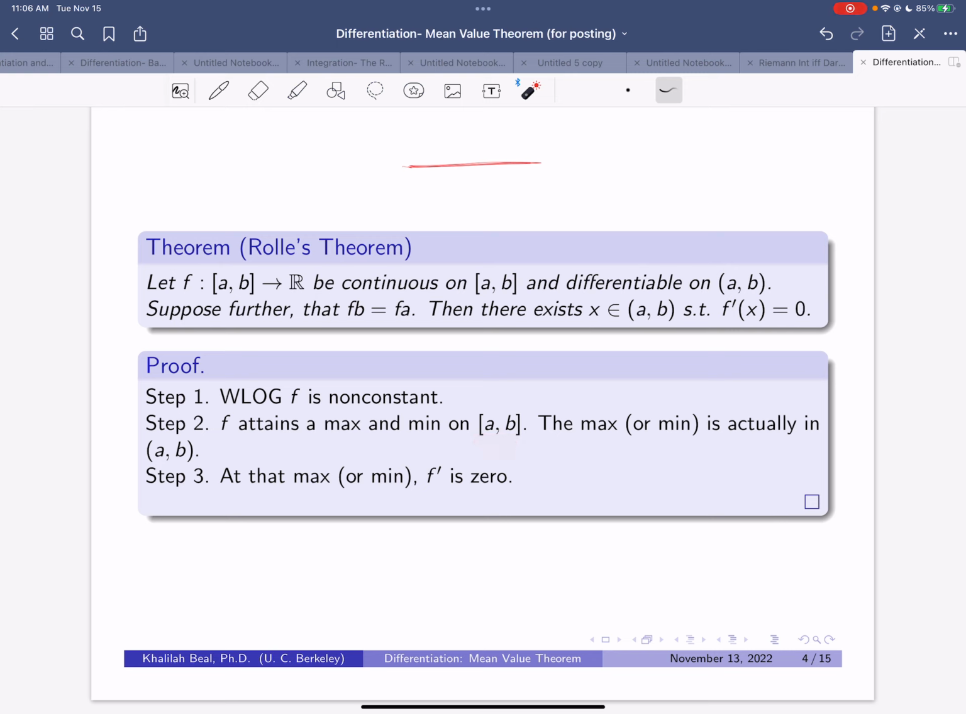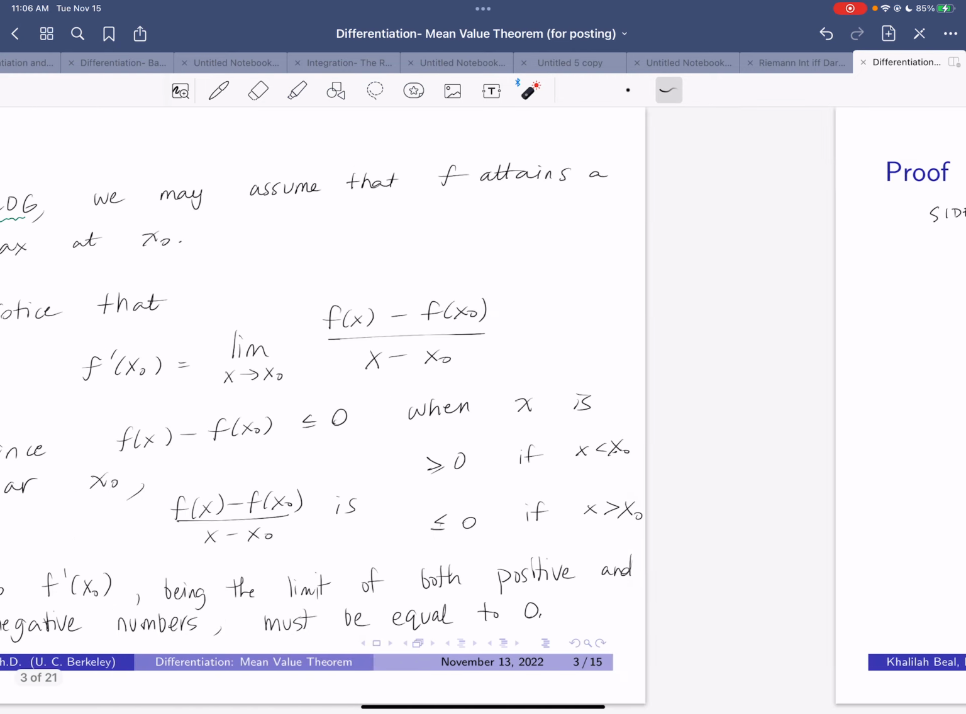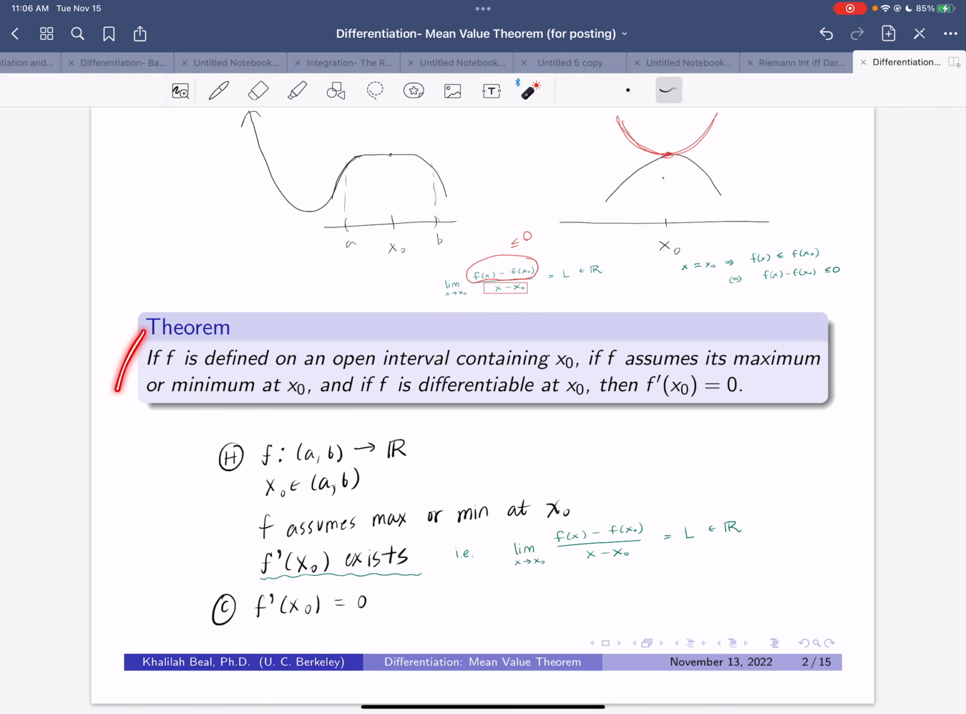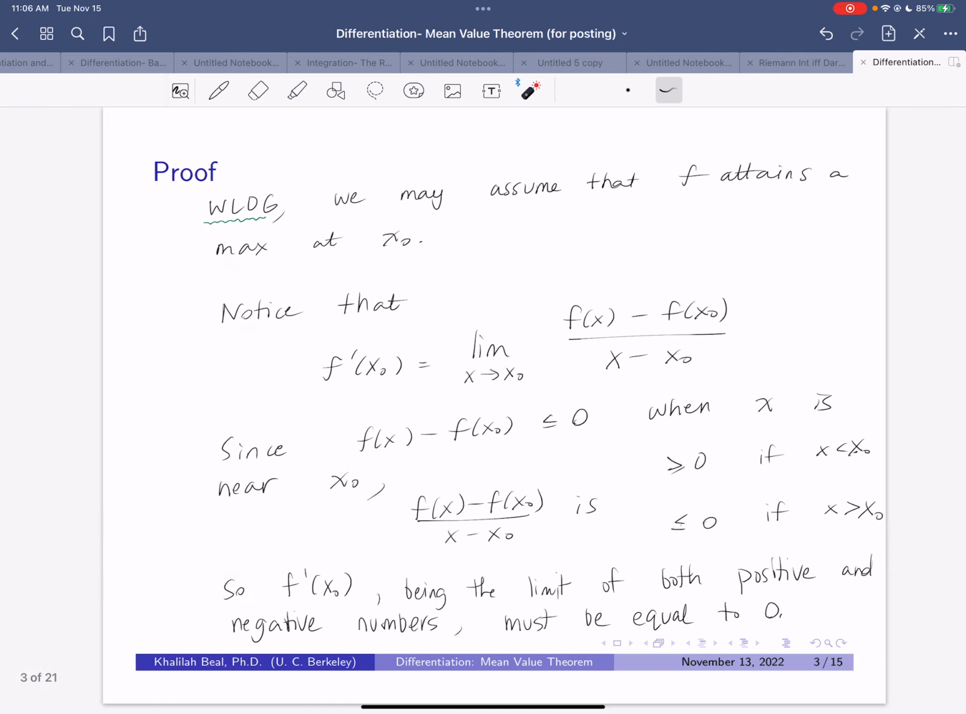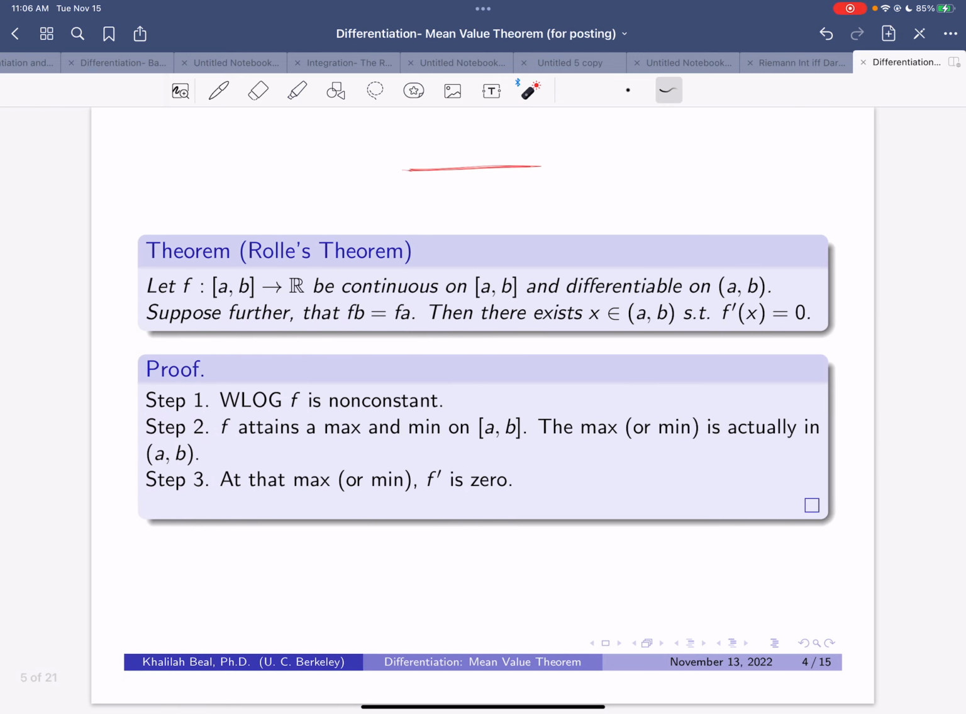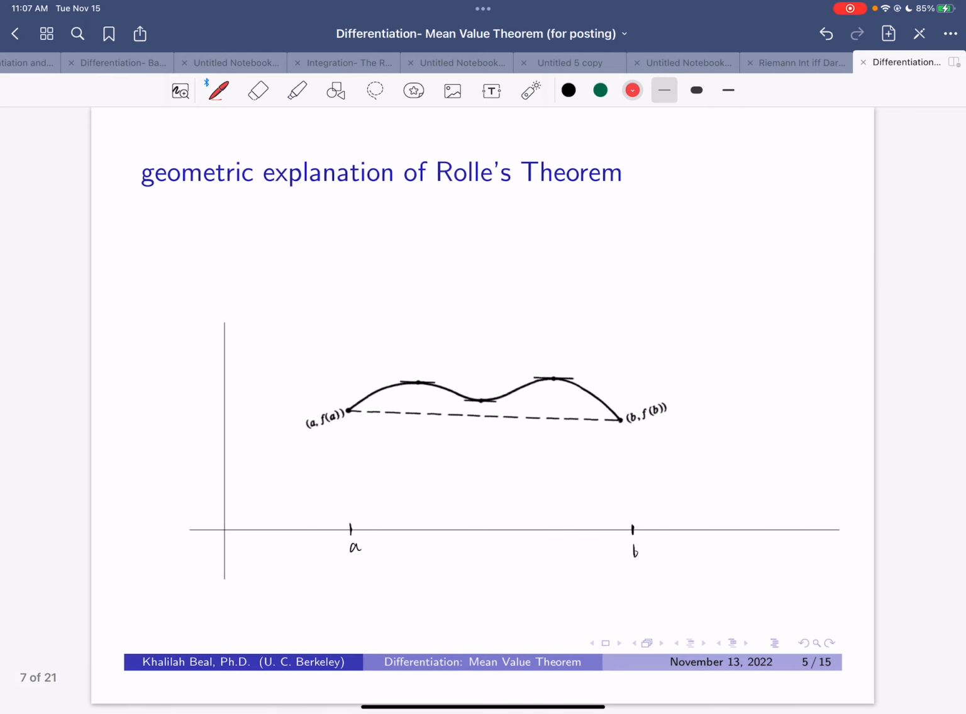And so then we'll just be able to say that, at a max, this theorem here tells us that the derivative has to be equal to 0, so we're done. Right, so this is by our last theorem. Okay, so let's go ahead and write up the proof.